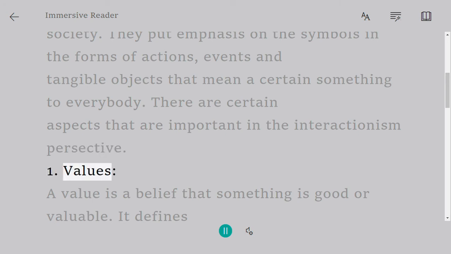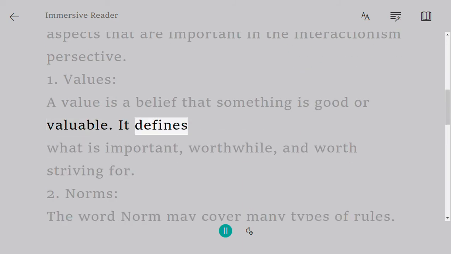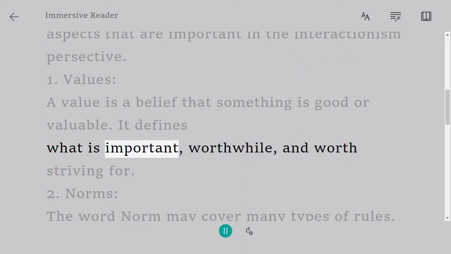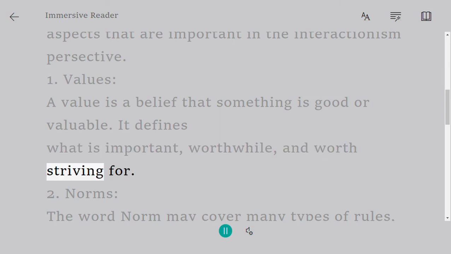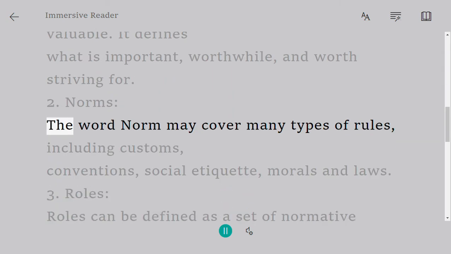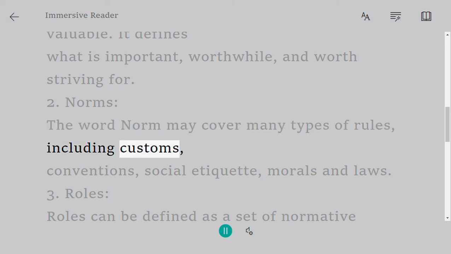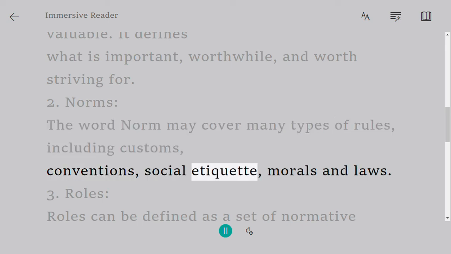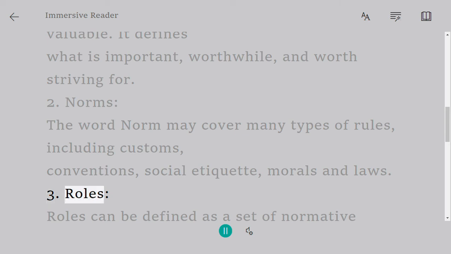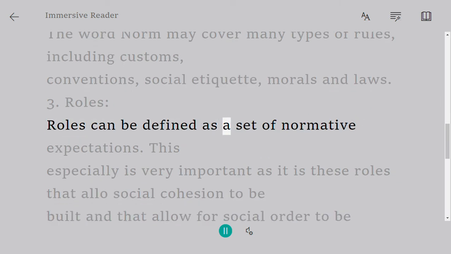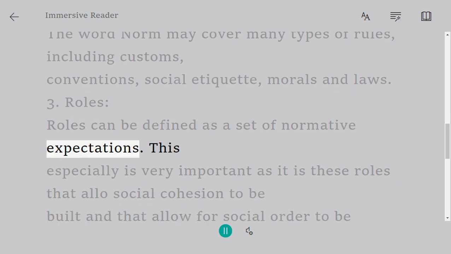1. Values. A value is a belief that something is good or valuable. It defines what is important, worthwhile, and worth striving for. 2. Norms. The word norm may cover many types of rules, including customs, conventions, social etiquette, morals, and laws. 3. Roles. Roles can be defined as a set of normative expectations.